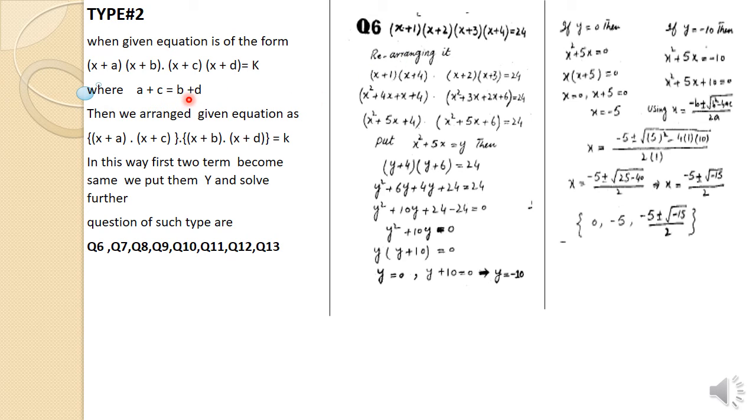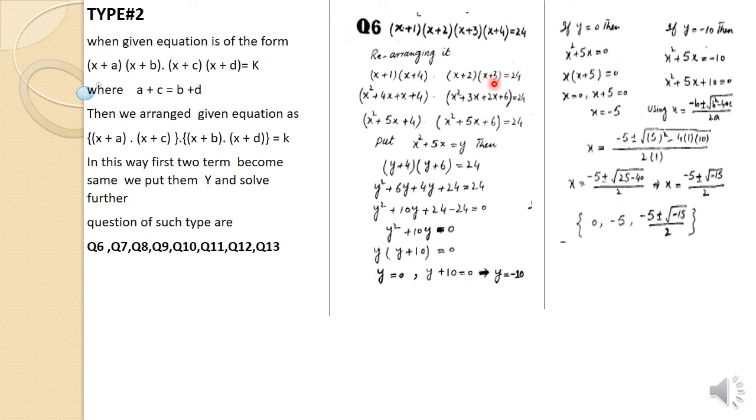Now student, same thing, a plus c equals b plus d. First we arrange a equals 1 and c equals 3, so 3 plus 1 equals 4, and b equals 2 and d equals 4, so 4 plus 2 equals 6. So student, you can see that 4 is not equal to 6. So we arrange in a different manner: 1 plus 4 equals 5, and 3 plus 2 equals 5. So we arrange in this form.